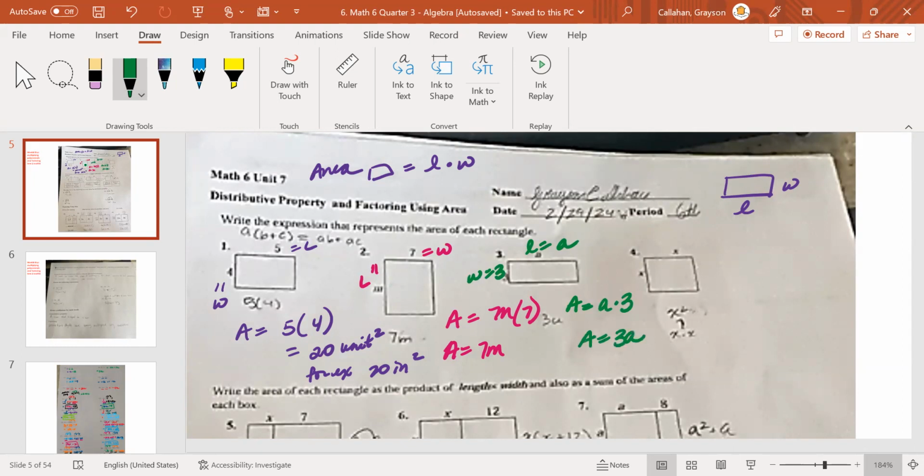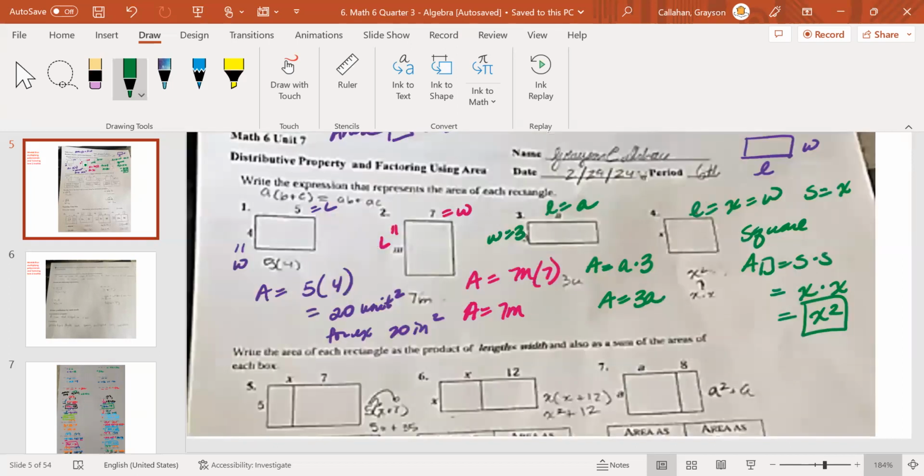For number 4, your length is X. And actually, in this case, your length and width are exactly the same. So this is a square. So we could just say S or the side is equal to X. So area of a square is S times S or X times X, which is X squared. It's not 2X, okay? There's a difference there.